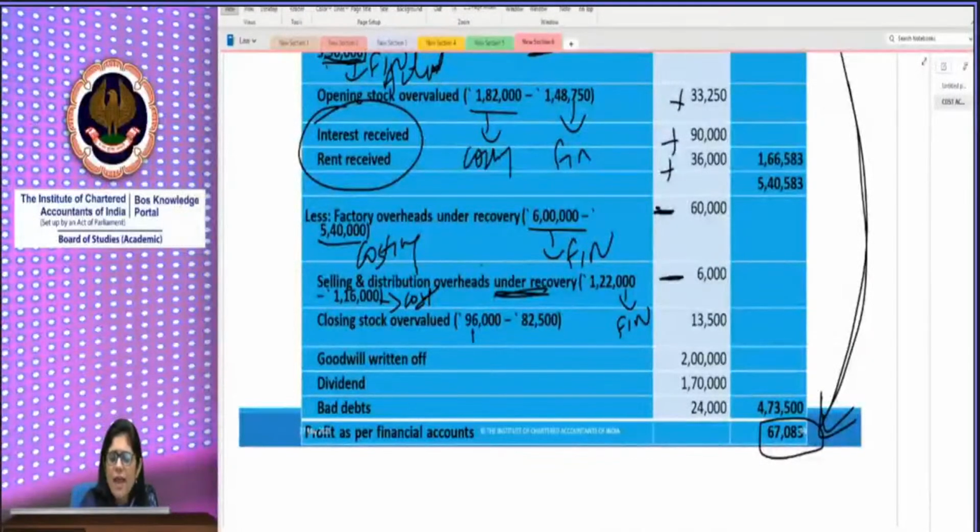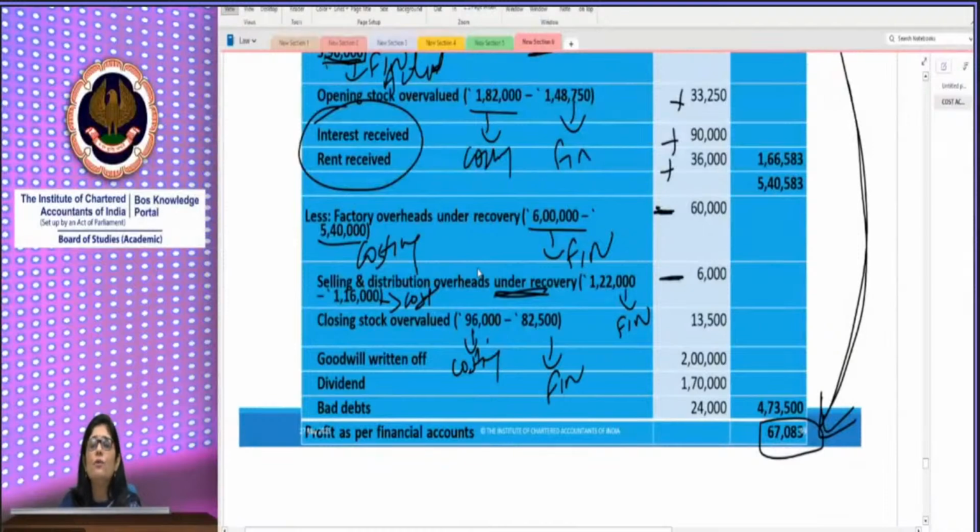Closing stock overvalued. In closing stock, you have used 96,000 in costing, but in financial, closing stock is 82,500. You have overvalued closing stock. If you overvalue closing stock, your profit will increase. Reduce your profit. You have overvalued your closing stock. If you overvalue closing stock, your profit will increase because it comes on the credit side. So you have to reduce your profit. You have charged extra closing stock, so you have escalated your profit.